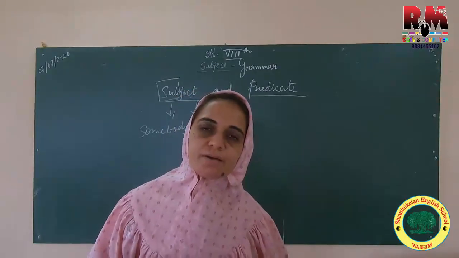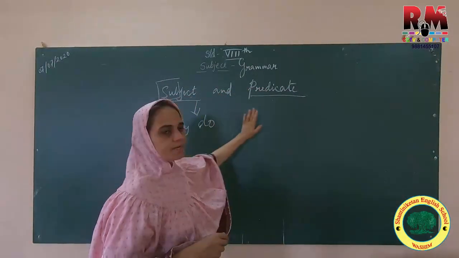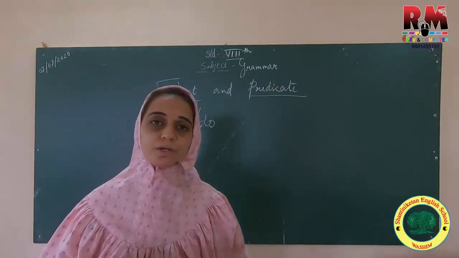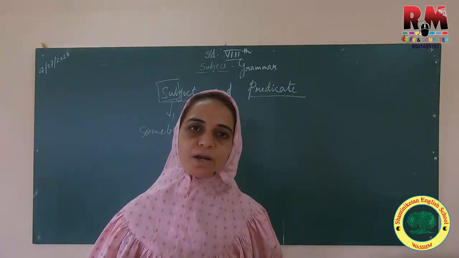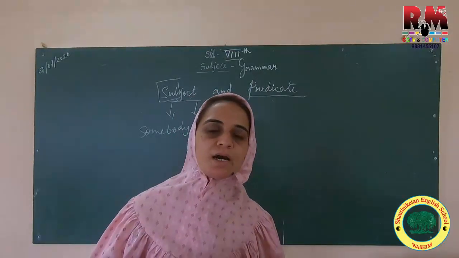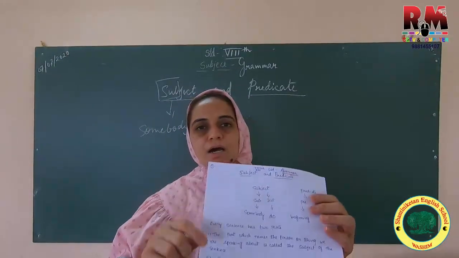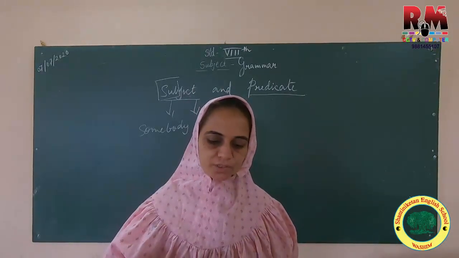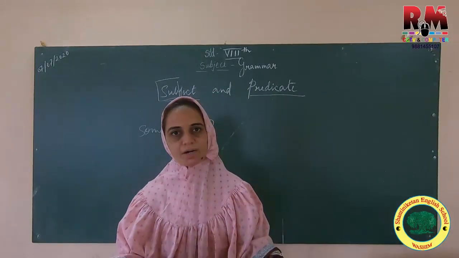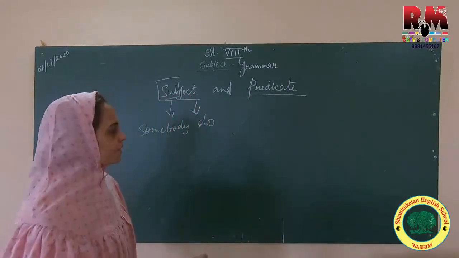So as I said, every sentence is divided into two parts: subject and predicate. Today we are going to learn how to separate a sentence into two parts, and how to pick out a subject and predicate from a sentence. The part which names the person or thing we are speaking about is called the subject of the sentence. For example, here, see.